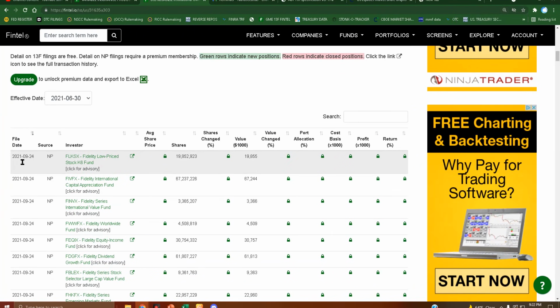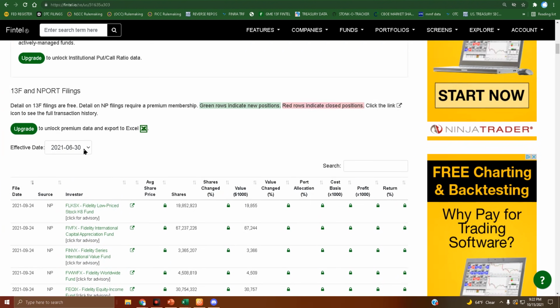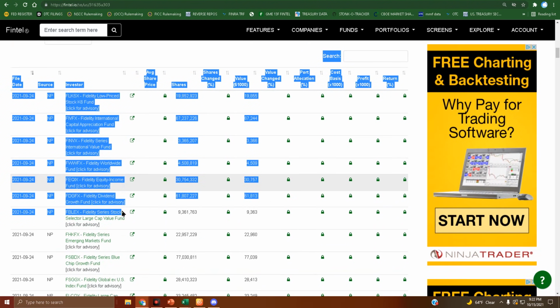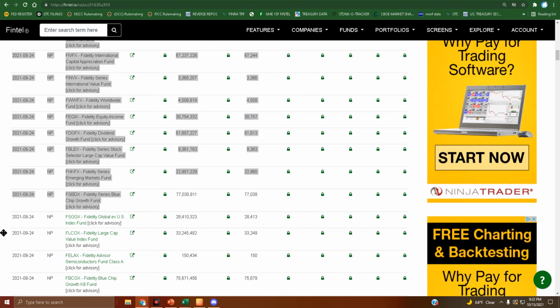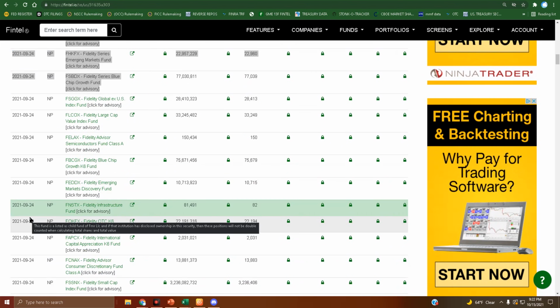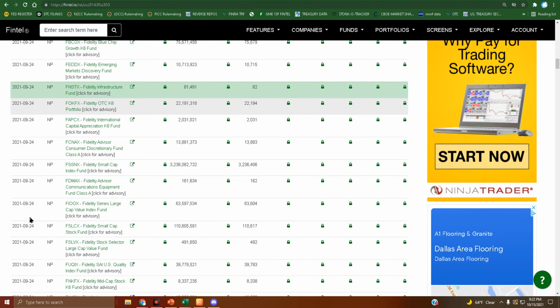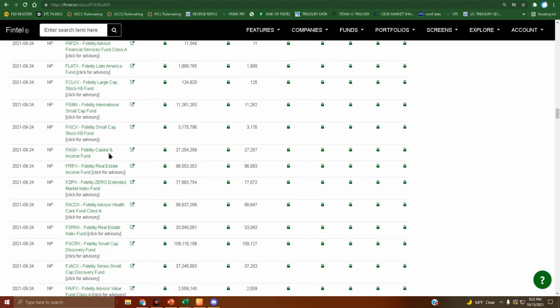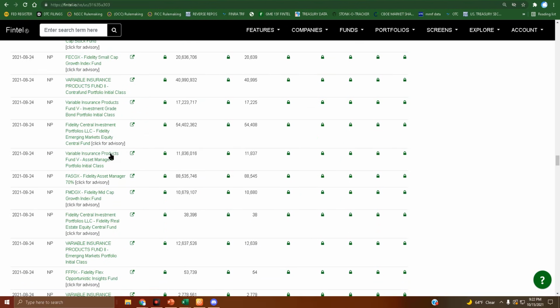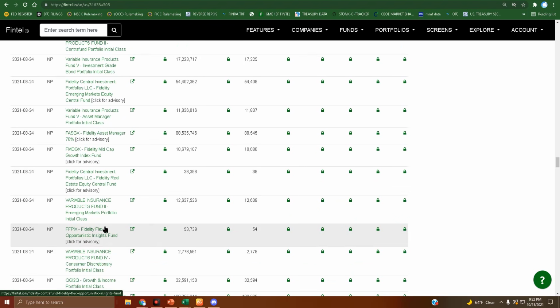So this is as of 9/24. Look what they're holding. It's only these funds. Money market funds within money market funds, within index funds, mutual funds, you name it. It's all Fidelity. It's one gigantic connected ecosystem or collateral chain like we've been discussing.